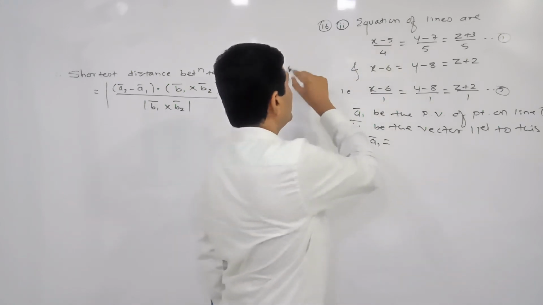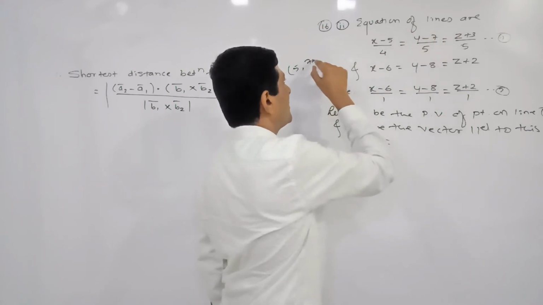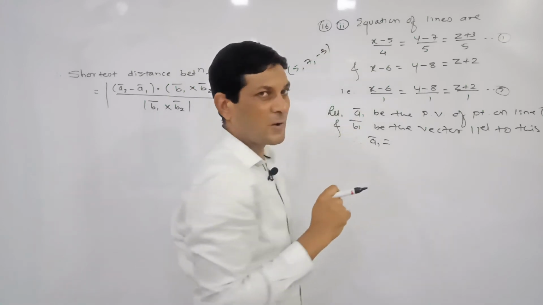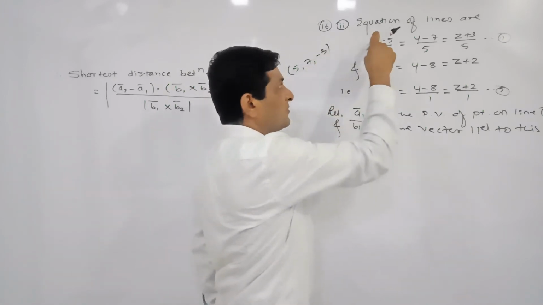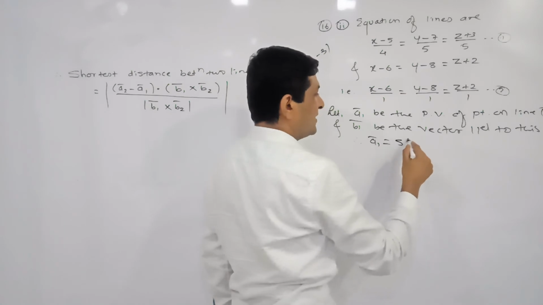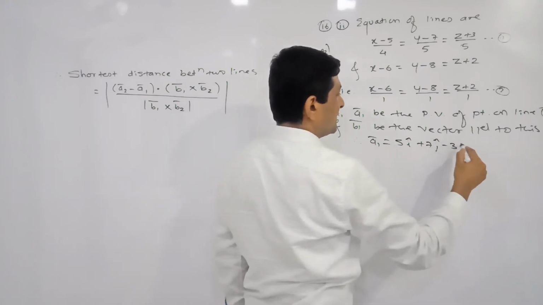So what are the coordinates here? Here -5 is there, means +5 will be the x coordinate. Here the y coordinate is 7, and here +3 is there, means -3 is the z coordinate. Means this is the coordinate of a point on the first line, from which we will get the position vector of that point: 5i cap plus 7j cap minus 3k cap.